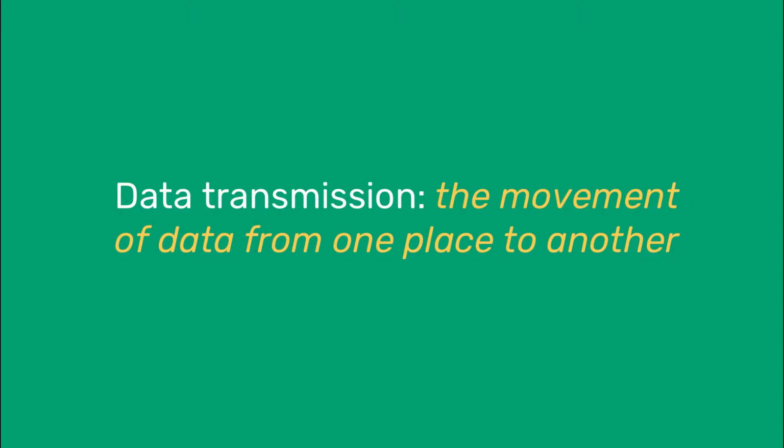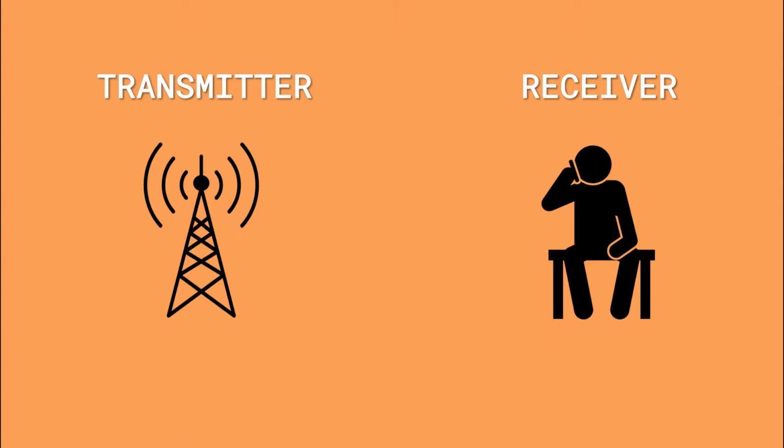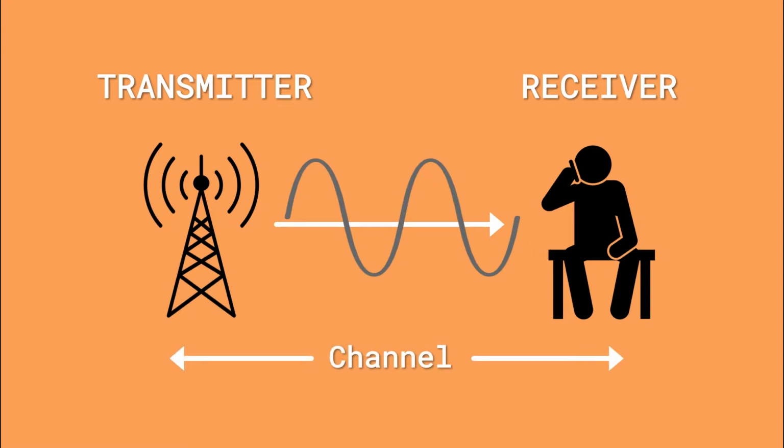Let's begin by defining data transmission, which simply refers to the movement of data, either digital or analog, from one or more places to another, for example, from a computer to a printer. Data transmission occurs between a transmitter and a receiver across a transmission medium, which could be something like the air or a metal cable. The term communication channel refers to the connection between the devices.